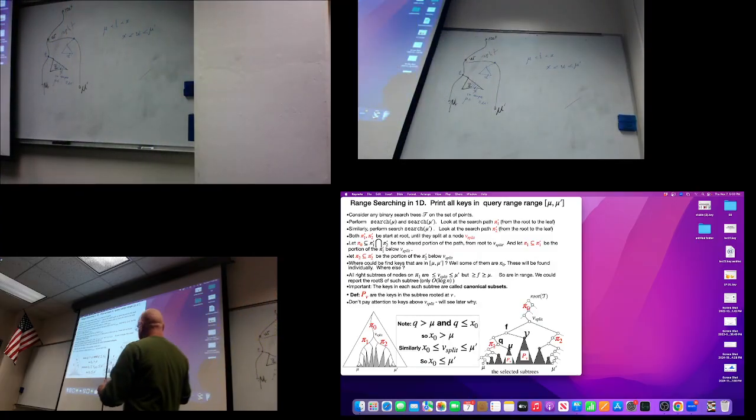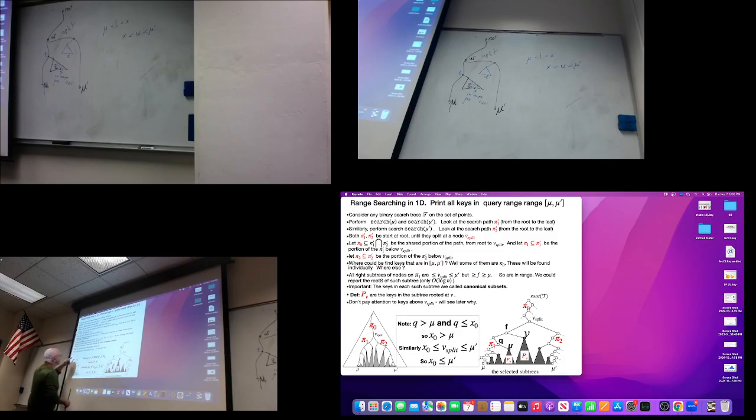Just the same picture, much more detailed. Start from the root, your path divided into pi 0, and after the split pi 1, pi 2, all the left subtrees that are to the left of pi 1, and all the right subtrees, which are to the right of pi 2, they are all inside the range.